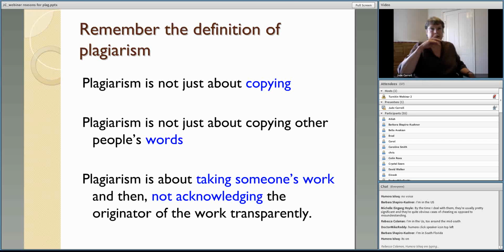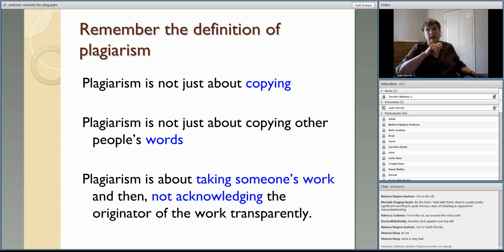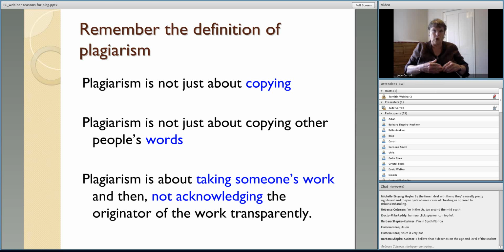Remember that the definition of plagiarism is not just copying. So those of you who are answering that question about deliberate cheating, if you were only thinking about copying, then you probably weren't thinking wide enough. Plagiarism is not just about copying other people's words. That's an assumption that people make all over the world, that it's about copying words.